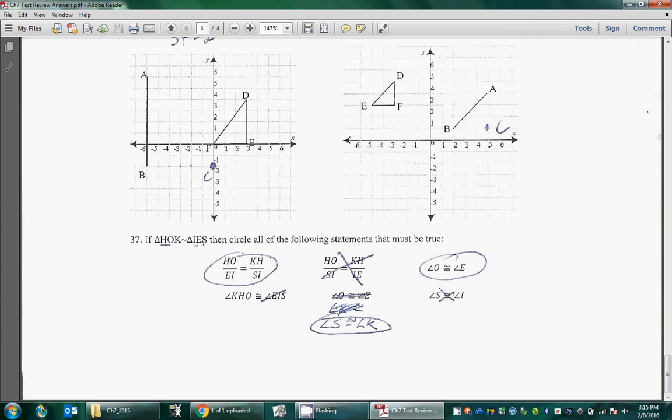Angle O is in the same position as angle E, so they are congruent. KHO, remember that's the angle at H, is not congruent. KHO would have to be congruent to angle SIE. Okay. For the next one here, I've got angle S in the same location as angle K, so it's congruent. For the last one, S is not in the same position as angle I, so it doesn't work out. Okay.